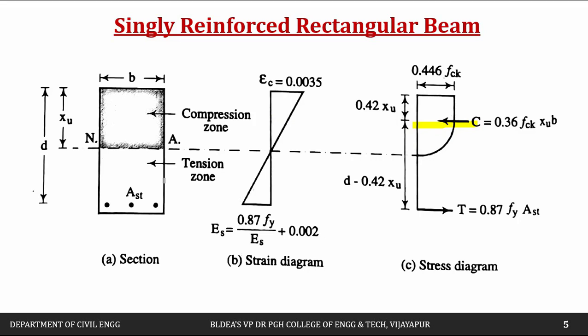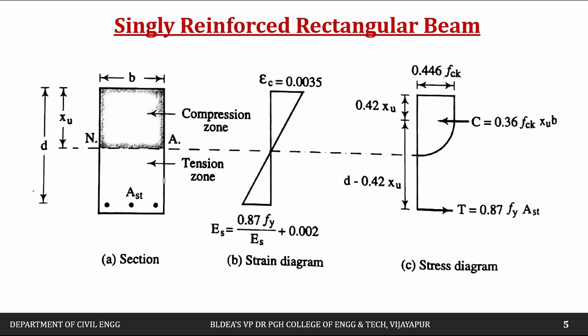Then next is the force in the steel. It is given by area multiplied by the yield stress, so Ast into fy. We will multiply by the safety factor, fy divided by 1.15. The factor of safety used for steel is 1.15, that is 1 divided by 1.15, which is 0.87. Therefore this will be 0.87 fy into Ast.